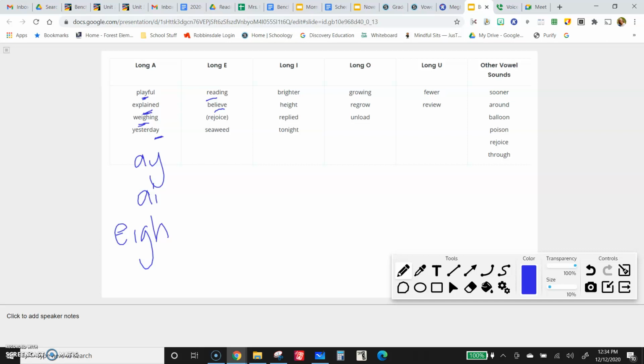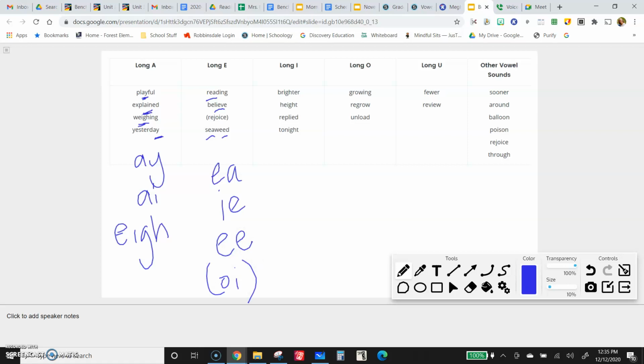But in this one, rejoice, if you listen to the second syllable of the word, joyce, you can sort of hear the long E sound there. And then seaweed has two long E sounds. So we have EA, IE, and EE, sort of OI.